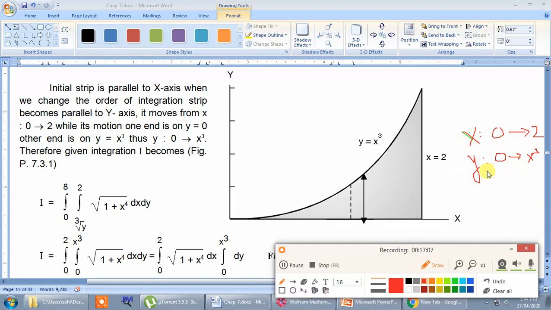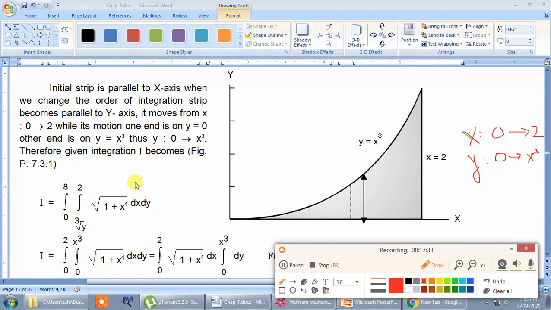Always remember that the outer integration limit is constant. If you got a constant, it means it is the outer integration limit. If both are constant, in that case any can be outer integration, any can be inner integration. But if one is variable and the other is constant, the outer integration limit will always be a constant. That's why after changing the order of integration, 0 to 8 becomes 0 to 2, and 0 to 2 becomes 0 to x cube.